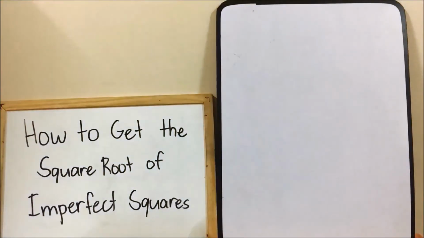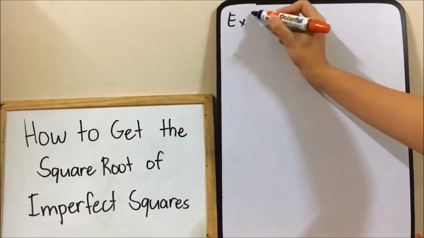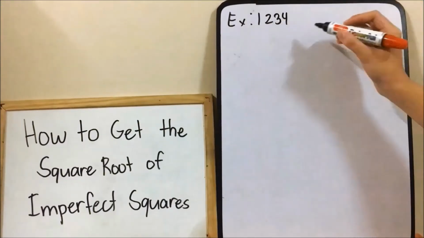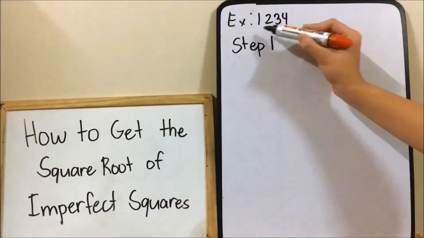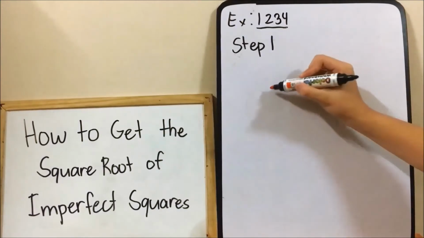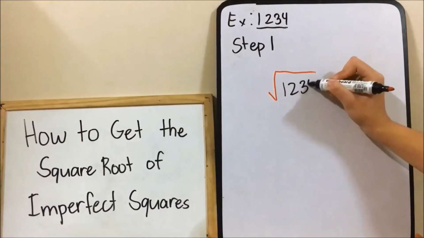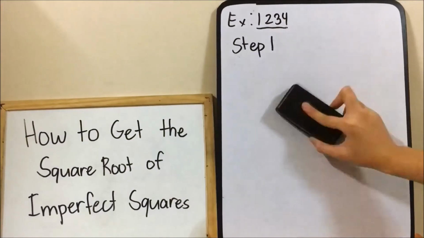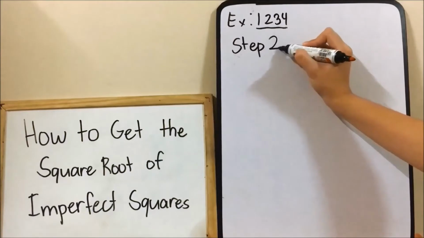How to get the square root of imperfect squares. Today, we will be getting the square root of 1234, an imperfect square. For step number 1, we will write our number, which is 1234, with a radical sign. There. This one is the radical sign. Now let us proceed to the next step.